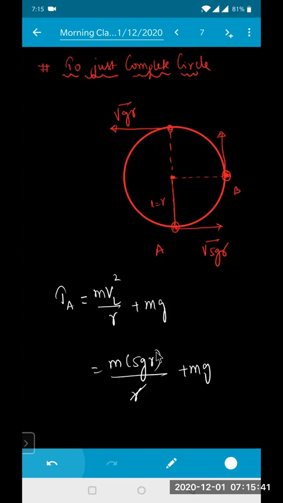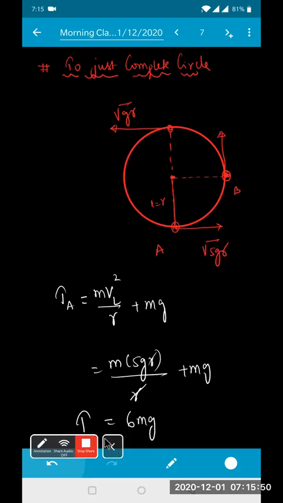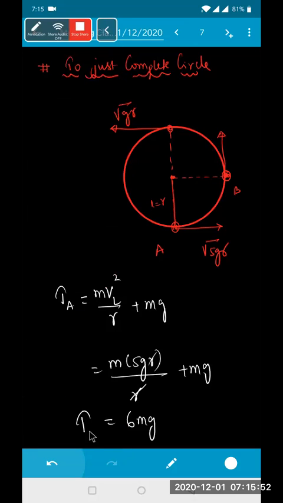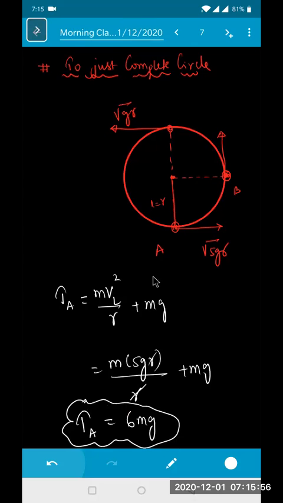So this R will get cancelled. So this will be 5 mg plus mg. How much will it be? 6 times mg. So this will be the tension at the lowest position. So the tension at the lowest position for making the complete circular motion, the tension T at A, must be equal to 6 times mg. Now can you tell me the velocity at B?